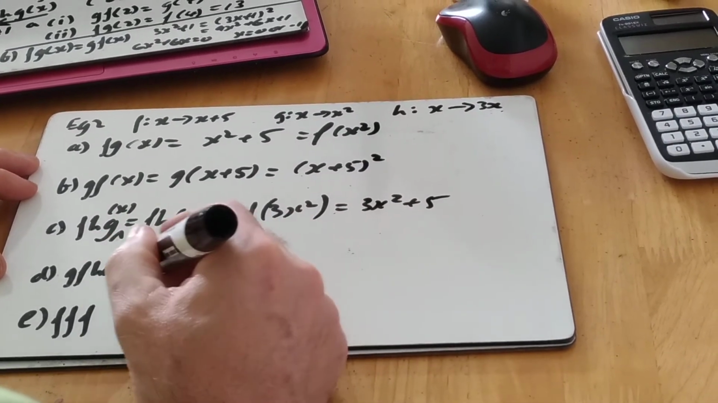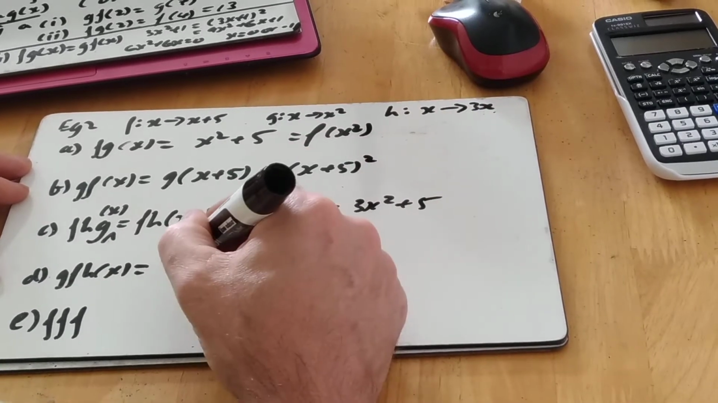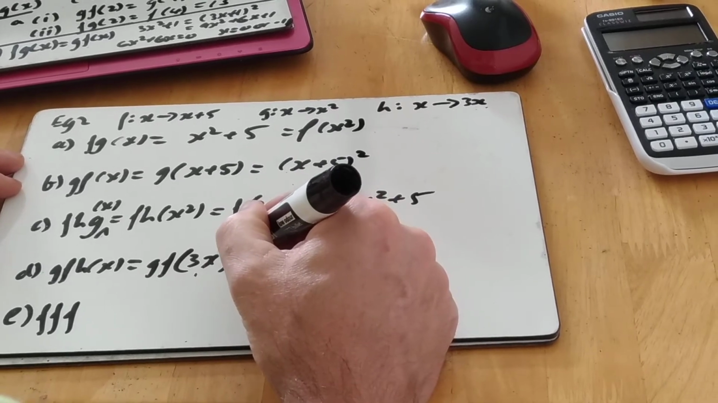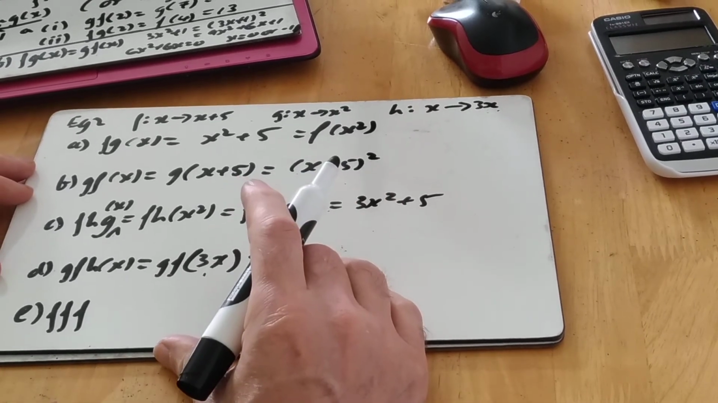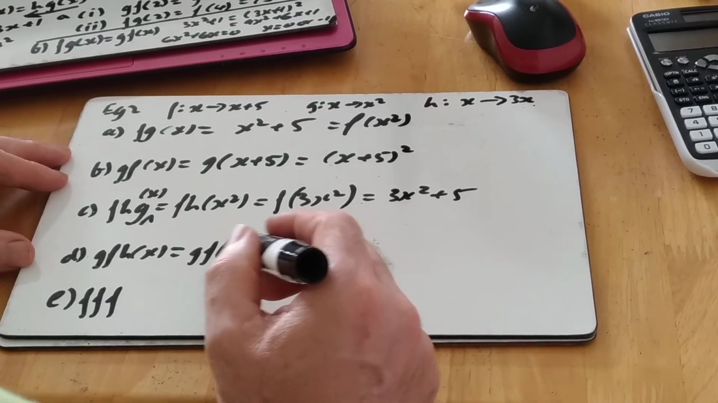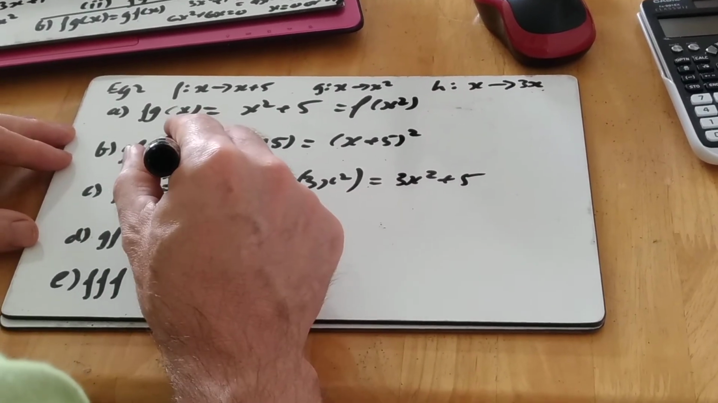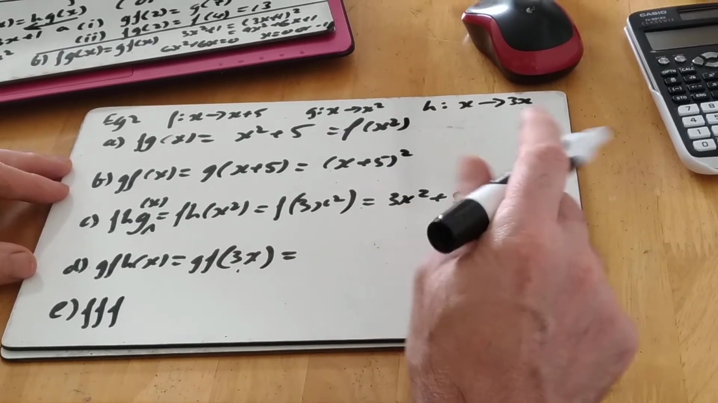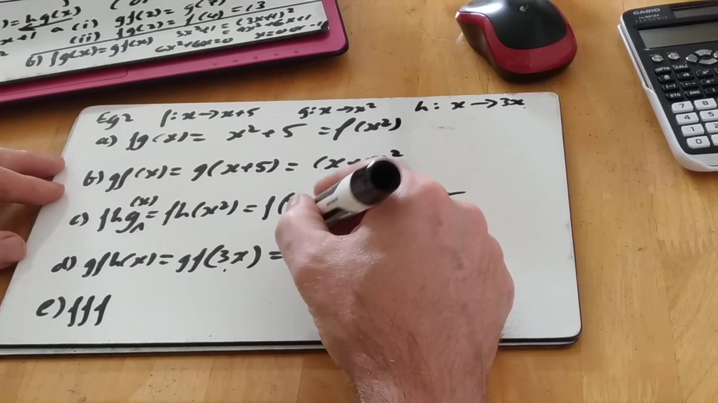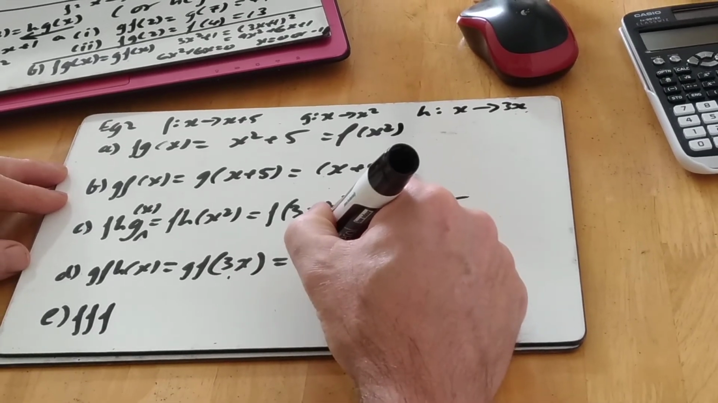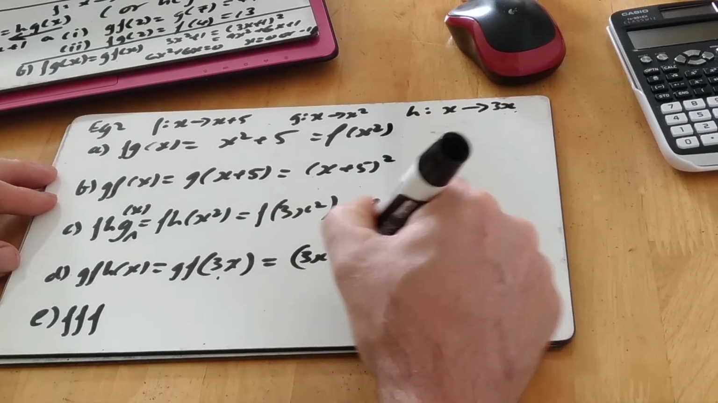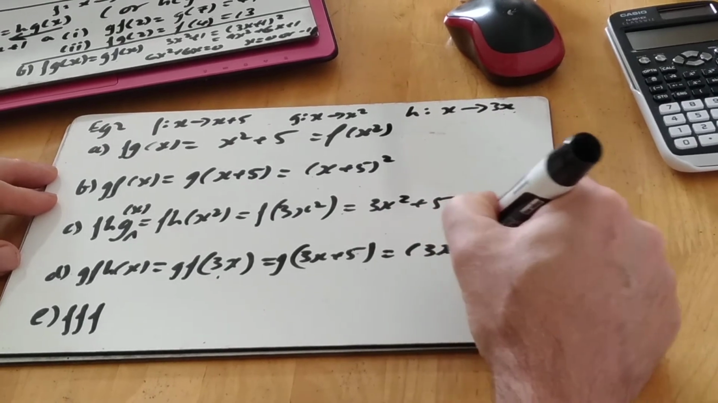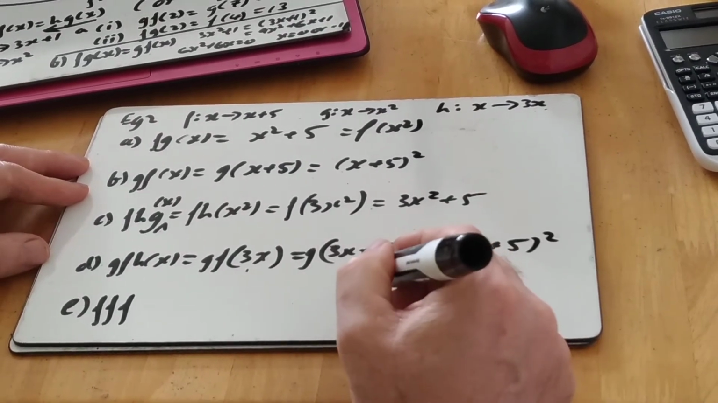Other way around, I've got to do h first, so it's 3x, and hopefully here I might be able to get away with this one. We'll see. What I should get is, I've already got f of x in there is x plus 5 all squared. I could put 3x into that straight away, but I'll do it bit by bit anyway in this case. So I'm going to put 3x into f to get 3x add 5. And then I've got to put that into g, so I'm squaring it.